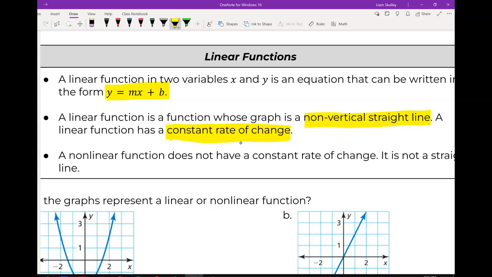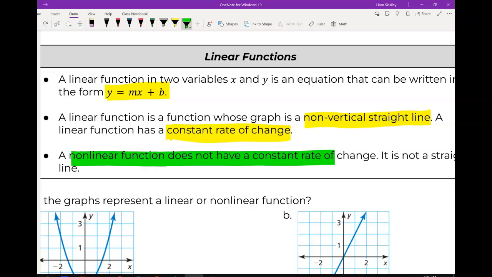Vice versa, a nonlinear function does not have a constant rate of change, meaning it moves without a pattern. Your height as you grow older is an example of something non-linear, because you're not going to grow the same amount each year. You may hit a growth spurt. You may not grow for a year. You may grow all at once. Something that's non-linear does not have a constant rate of change, which means it would not be a straight line.